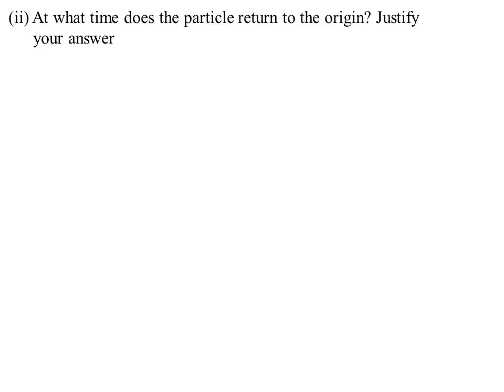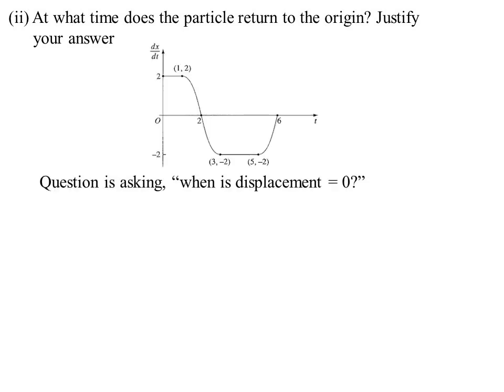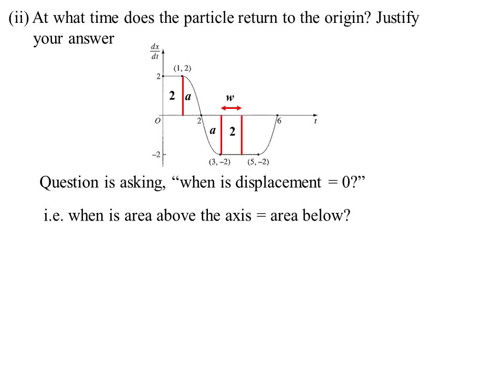At what time does the particle return to the origin? So again, same sorts of questions. When is displacement equal to 0? When is the area above the axis equal to the area below the axis? Okay. Well, that first section there is a rectangle, its area is 2, I can work that out. Don't know what the area is of that section there, but by symmetry, looking at it, I think that's meant to be the same.